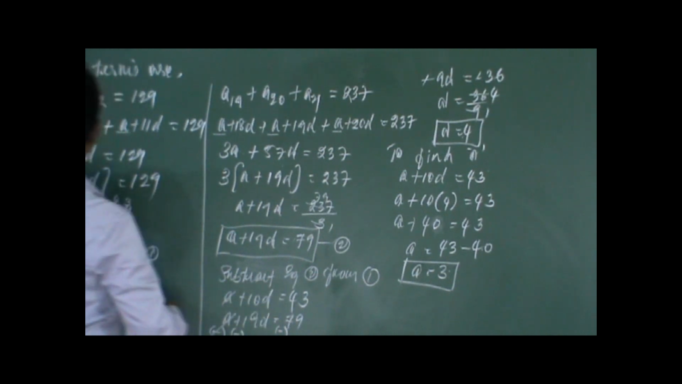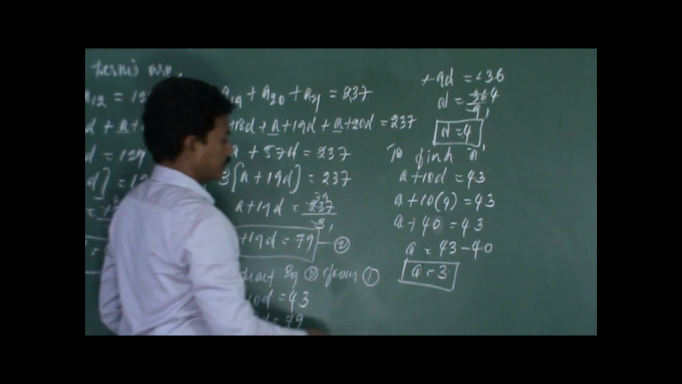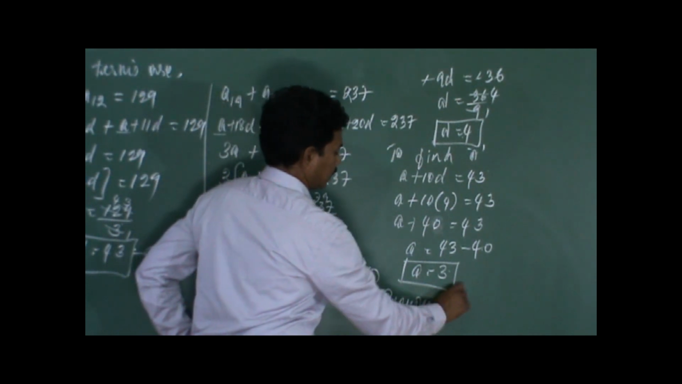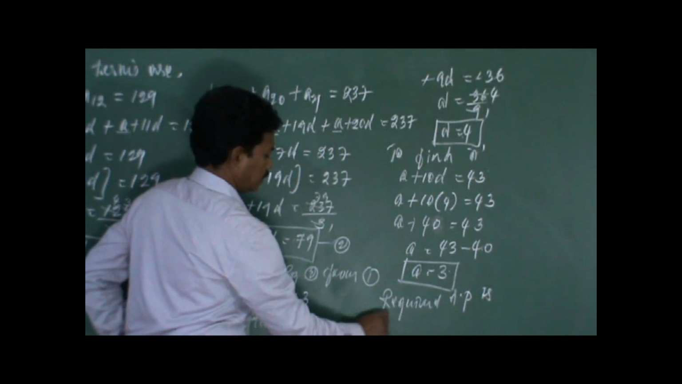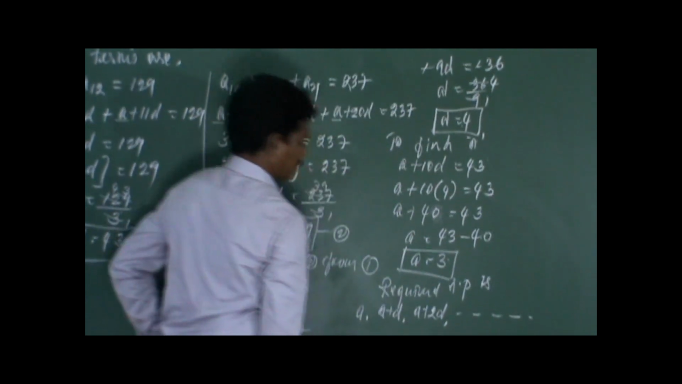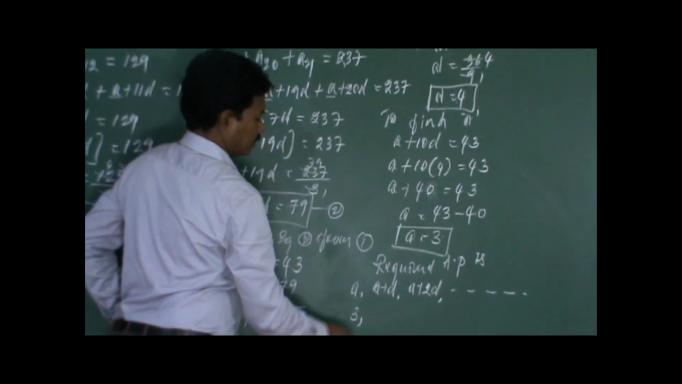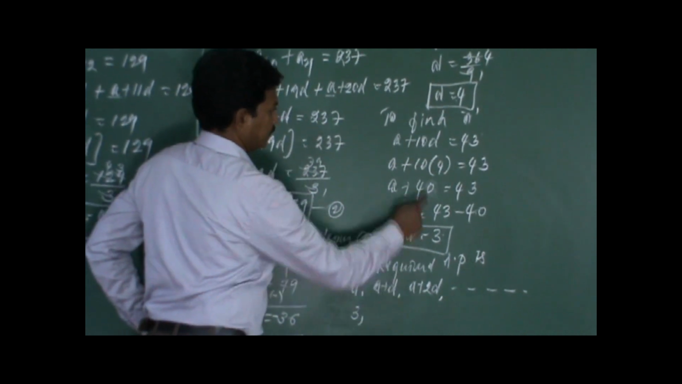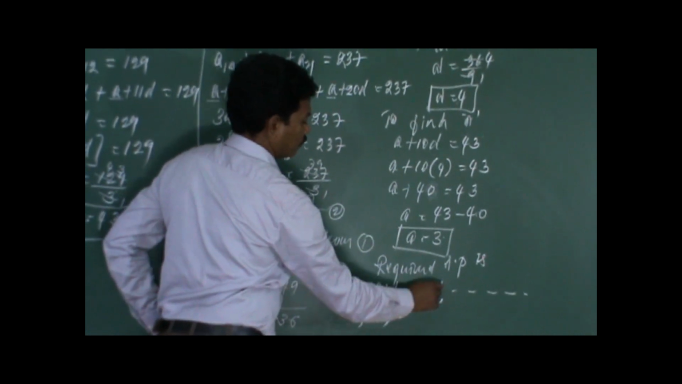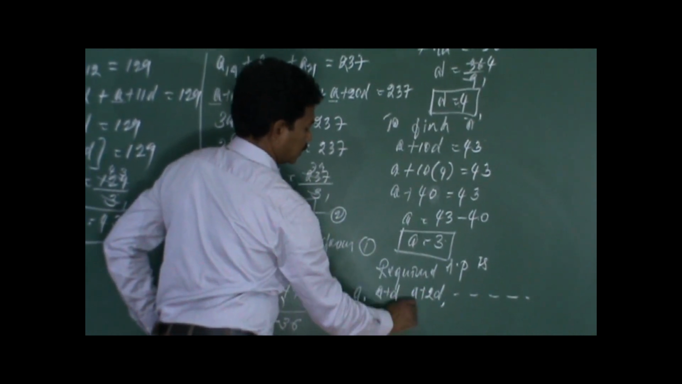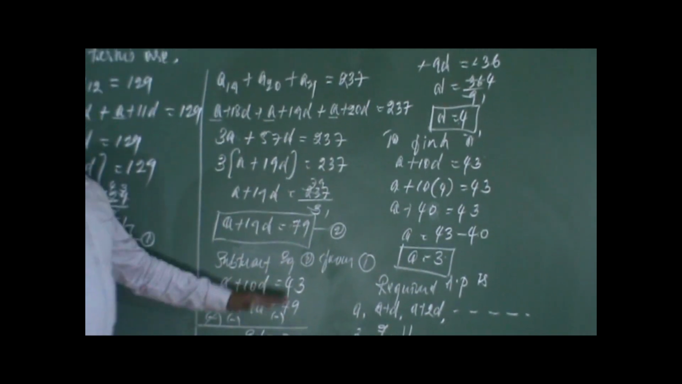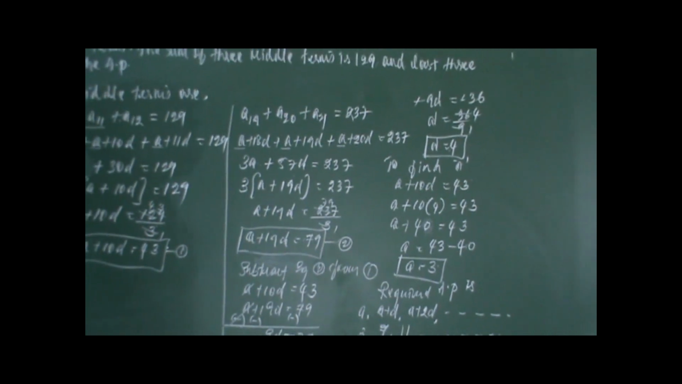So the thing is, we have to find the AP. So we have to write the required AP. So required AP is A, A plus D, A plus 2D, dot dot dot. A is 3, A is 3 again. So 3 plus D, D is 4. So 3 plus 4 is 7, comma, A is 3, 2 fours are 8, 8 plus 3 is 11, comma, dot dot dot. So this is the required AP. So this is for 4 marks in your examination.